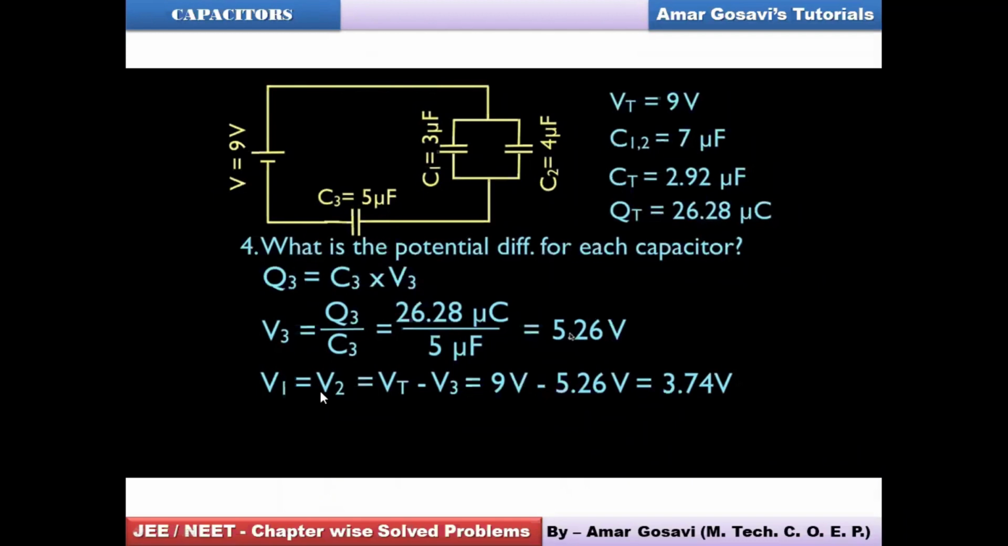Now obviously V1 and V2 are to be the same. Why? Because they are in parallel. Whatever gets reduced out of 9 because of this will be the potential across these two. So V1 and V2 would be V total minus V3, friends. So 9 minus 5.26, that is 3.74. So 3.74 volt will be common across C2 as well as C1 because they are in parallel. Please make a note of this before we move towards the fifth part of the question.